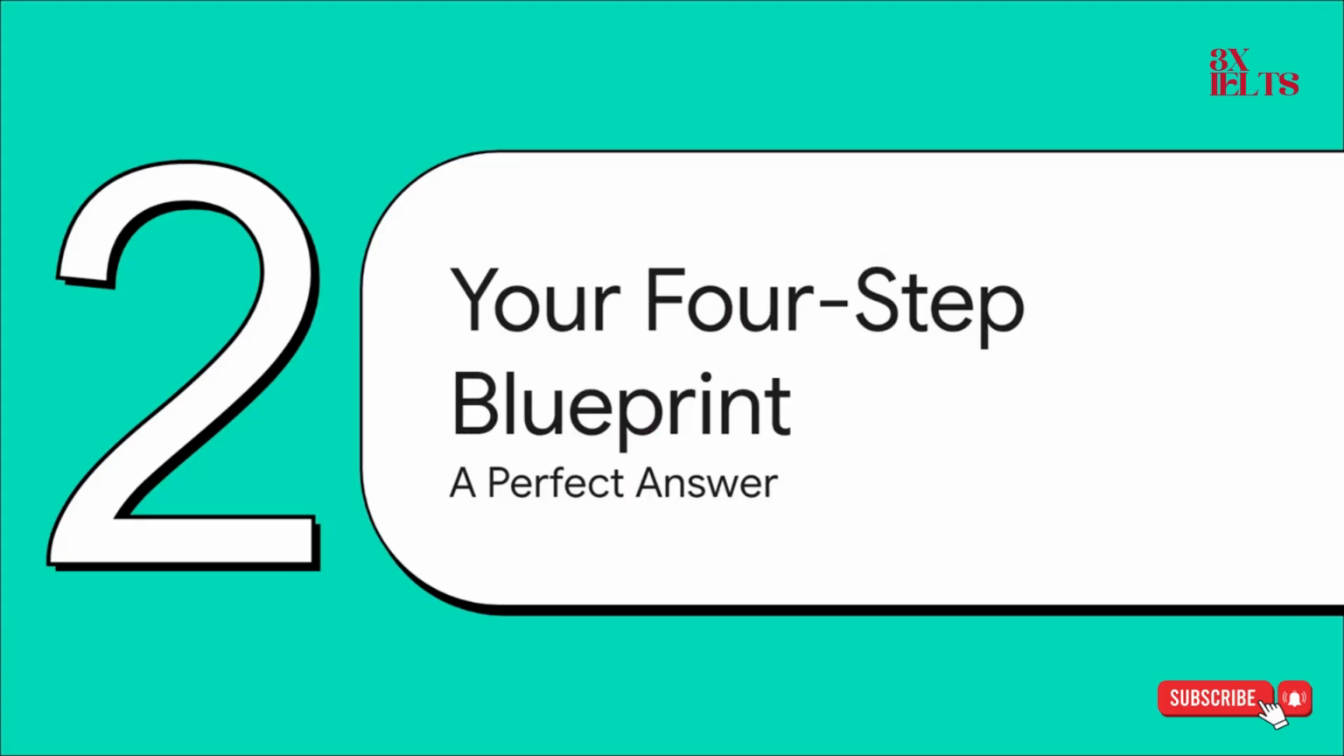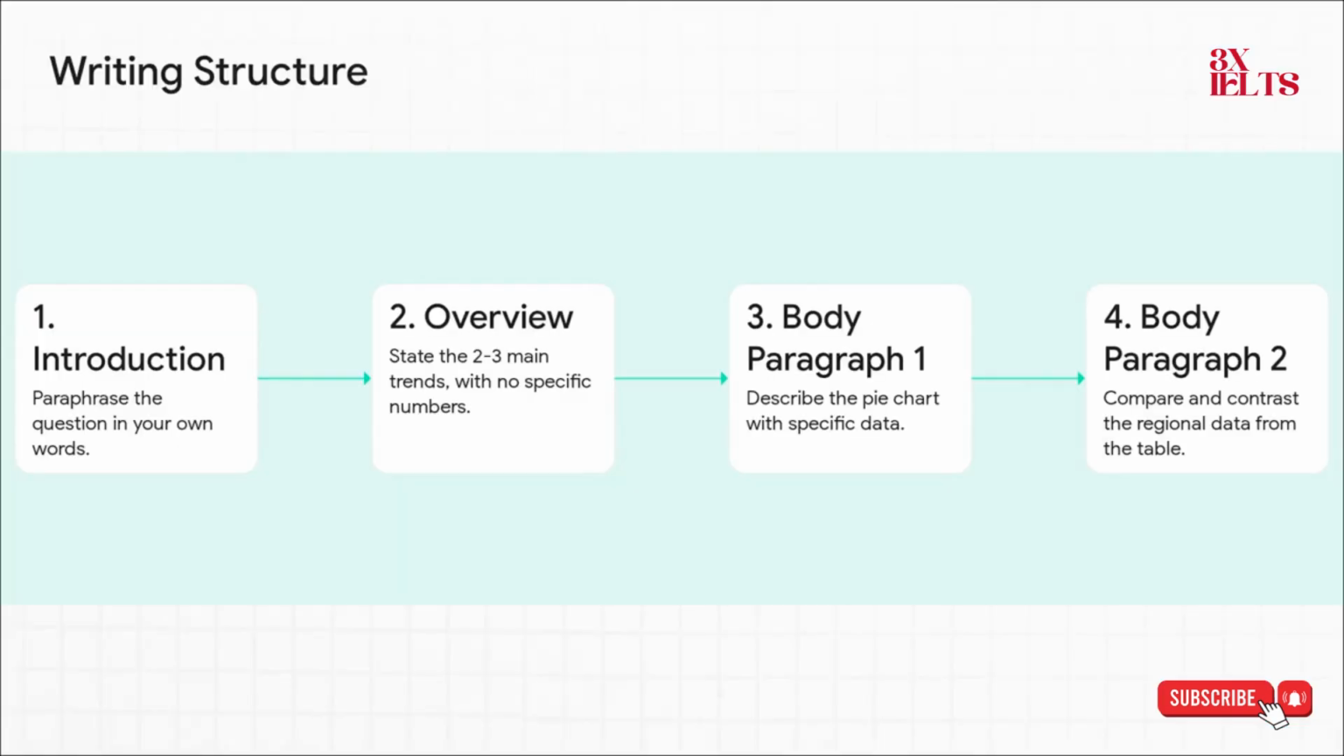Here is the secret weapon. The key to turning all that chaos into a perfectly structured answer is to stop thinking you need to be a creative genius under pressure. No way. All you need is a blueprint, a simple 4-part structure that you can rely on every single time. And here it is, your game plan.